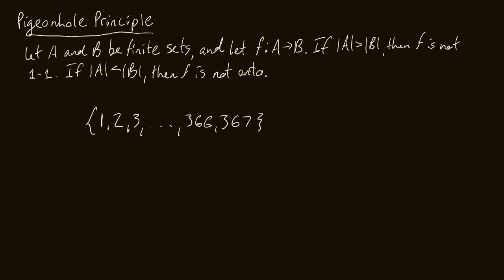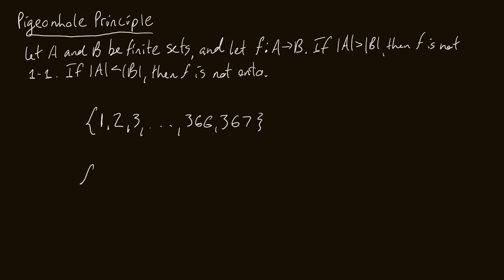Now, did you know that in this room of 367 people, at least two people were born on the same day of the year? Now, you might be wondering, why is that? Well, let's think about how many days there are in a year. There are 366. Don't forget about February 29th. It comes around only every 4 years, but it's still a day of the year.